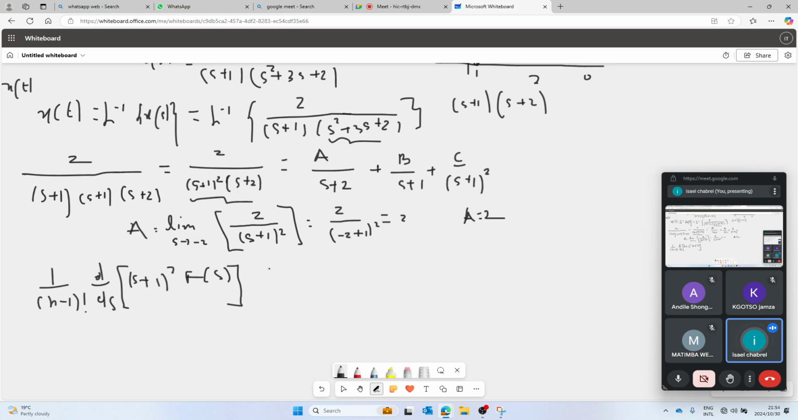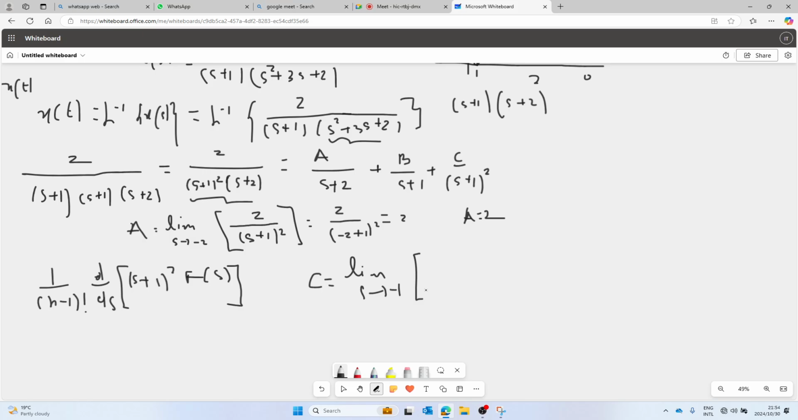I don't know if I'm making sense. It will work for s plus 2 squared. Let's say you want to solve for C. C is equal to the limit of s moving toward minus 1, because minus 1 is the one that makes this 0.